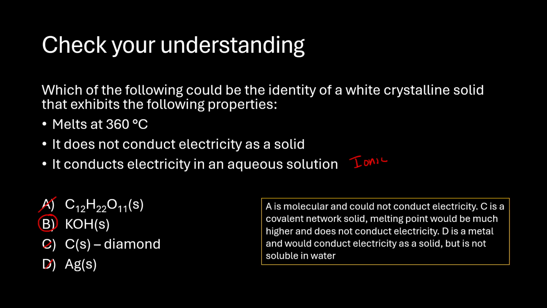So let's go ahead and go through that in words. A is molecular and it couldn't conduct electricity. C is a covalent network solid. Melting point would be much higher and does not conduct electricity. And then D is a metal and would conduct electricity as a solid, but not soluble in water. So the only one left that we have to choose from is B.